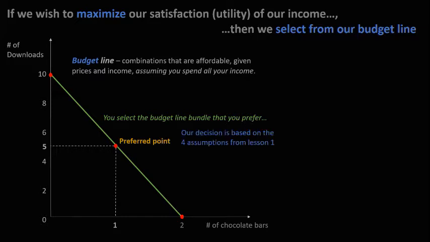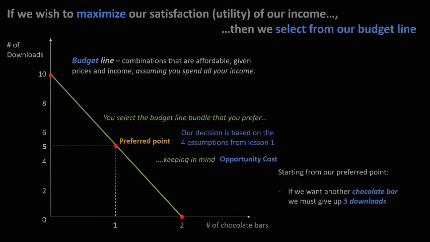Now, this decision is based off the 4 assumptions from our first lesson, as well as keeping in mind opportunity cost. So suppose we're starting at our preferred point of 5 downloads and 1 chocolate bar. So this is the one we think is going to maximize our satisfaction. What we can do is think, well, what's the opportunity cost from this point? So in other words, if we want another chocolate bar, we must give up 5 downloads. That's the opportunity cost of a chocolate bar.